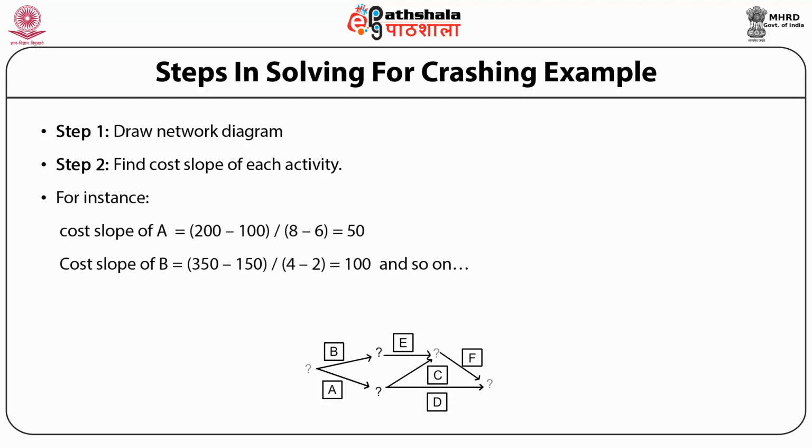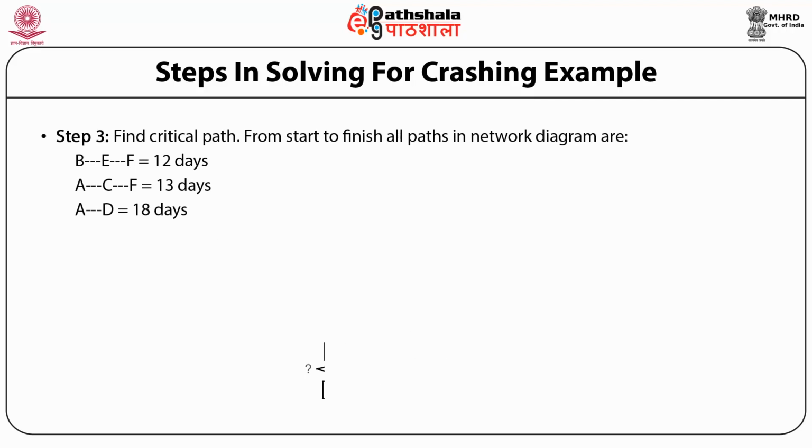For instance, cost slope of A equal to 200 minus 100 upon 8 minus 6 equal to 50. Cost slope of B is 350 minus 150 upon 4 minus 2 equal to 100, and so on. Find critical path from start to finish, all paths in networking diagram.